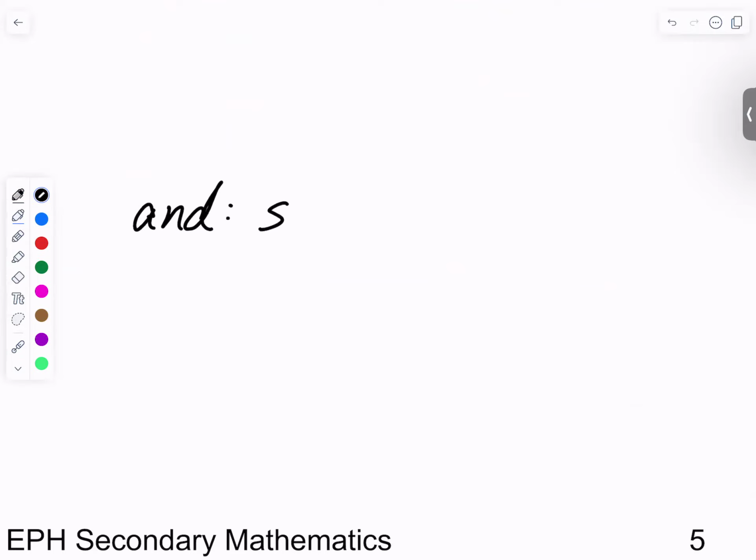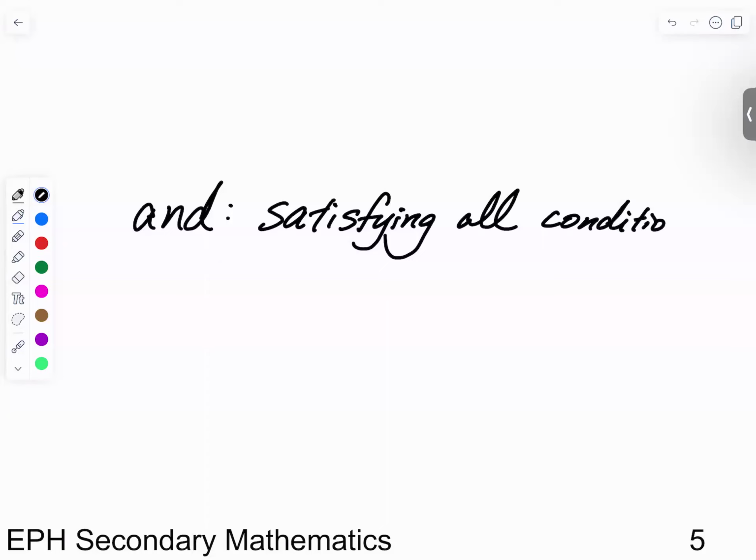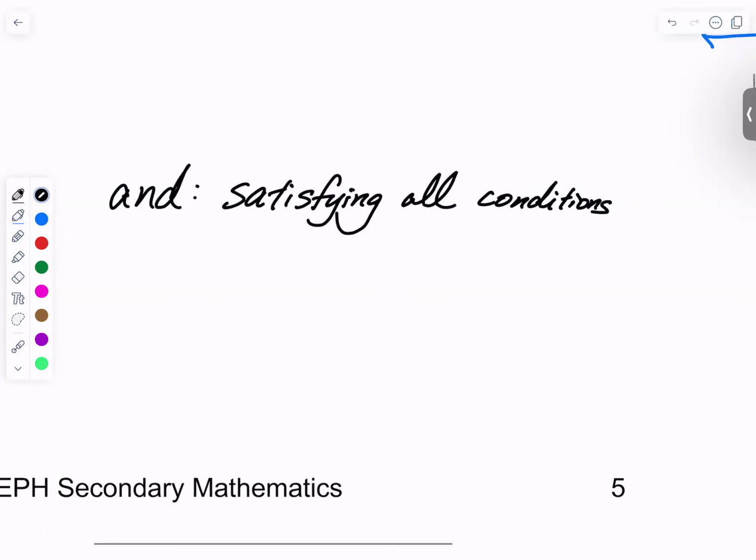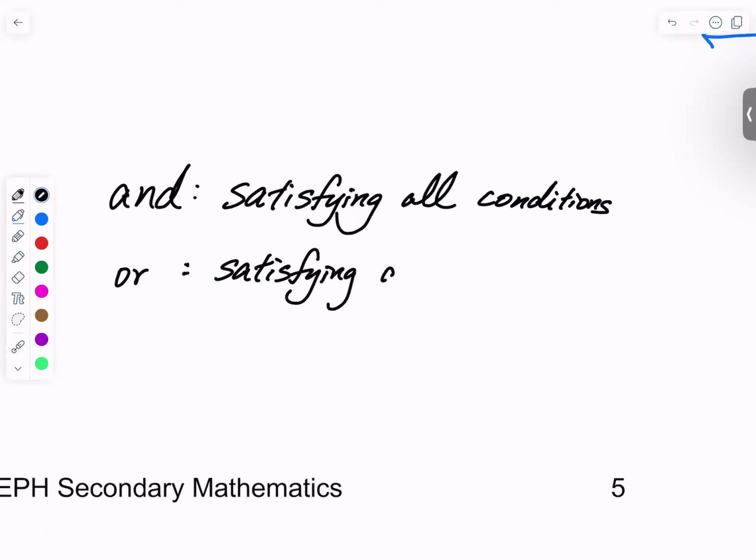So "and" means satisfying all conditions. "Or" means satisfying at least one condition. And that will be more than enough.